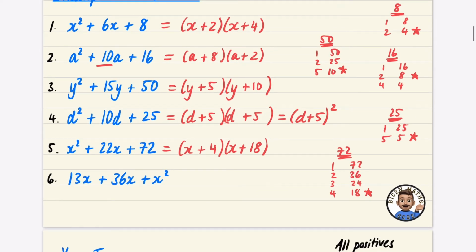Okay, this one is just written in a different order. So you might like to write it in the standard order where you have the squared part first, then the x part.